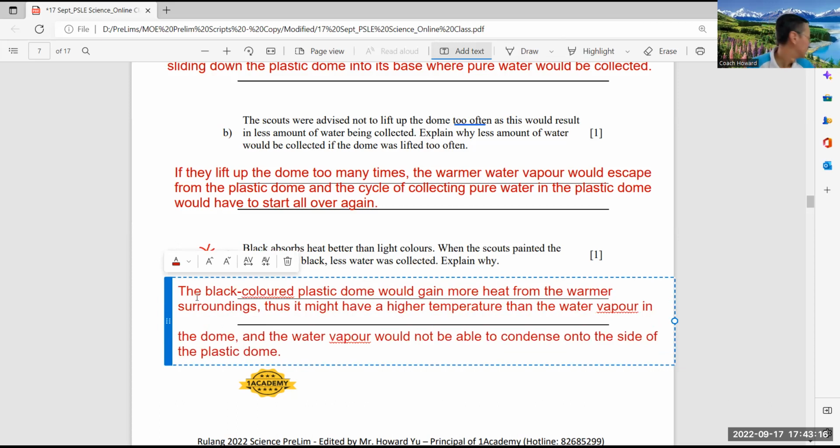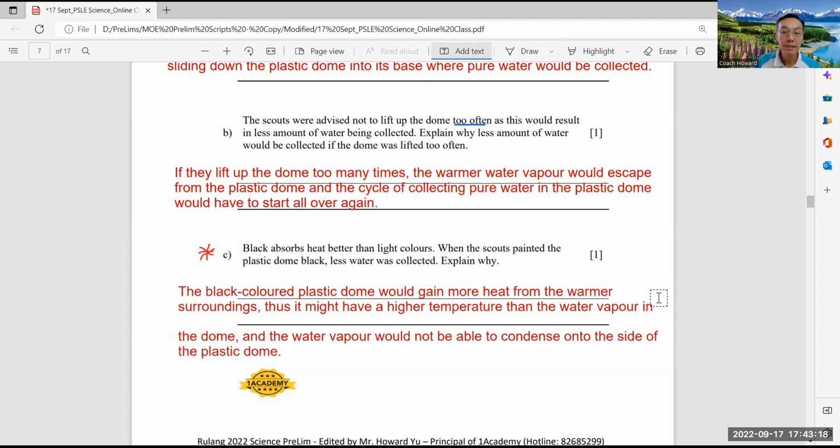Okay, I'll put it here. This way. Okay, so this is quite a tricky question. So you take note of it.